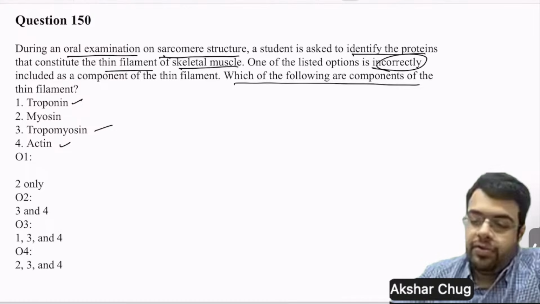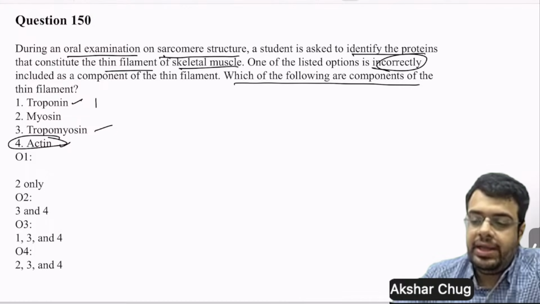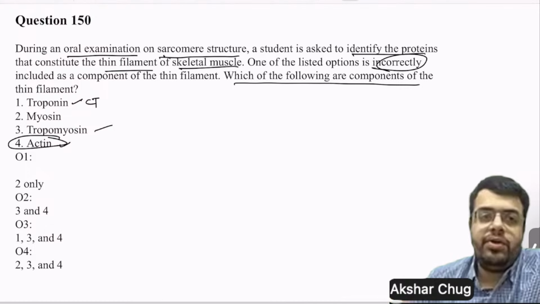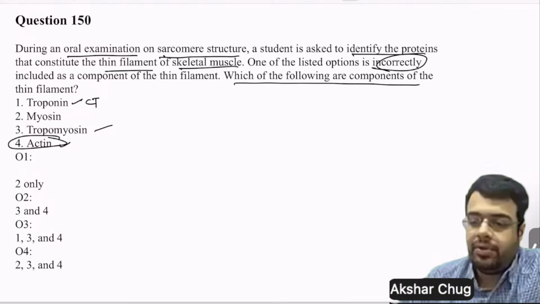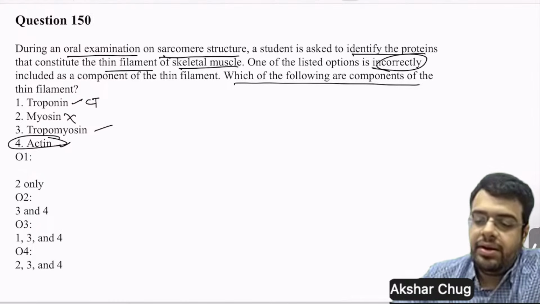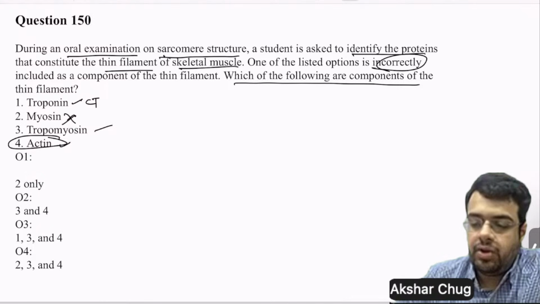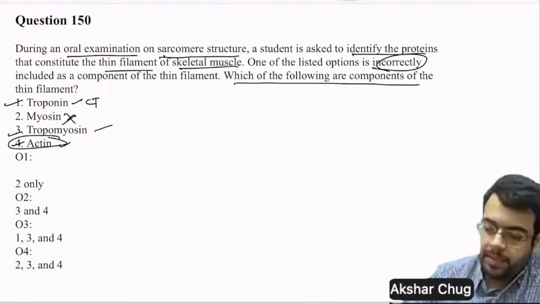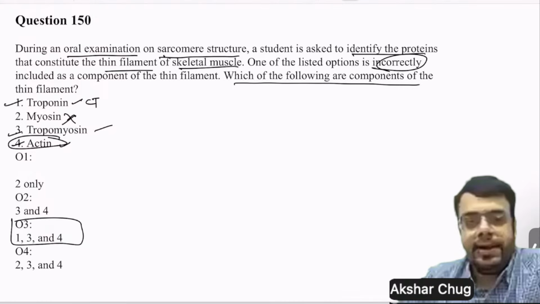Actin is the main base on which troponin C and troponin T are present. And tropomyosin is a ribbon-like structure which covers the myosin binding sites on the actin molecule. But myosin is considered in the thick filament, so 2 will not be in the option. So the options we need to search are 1, 3, and 4. Option 3 is 1, 3, and 4, and that happens to be the correct answer.